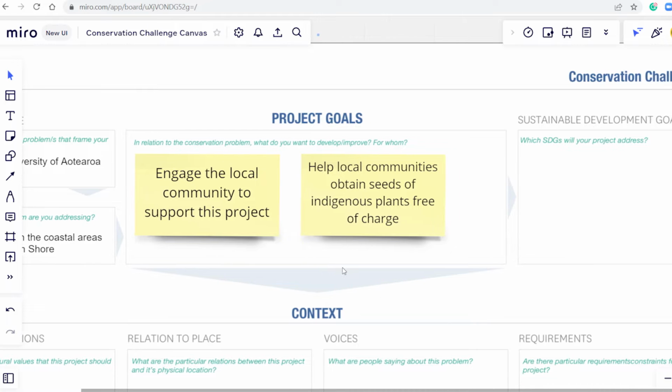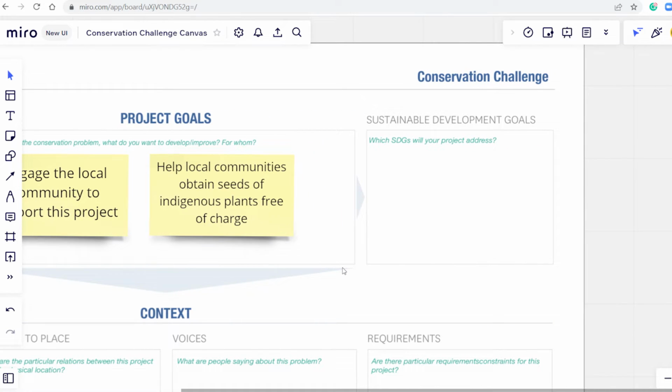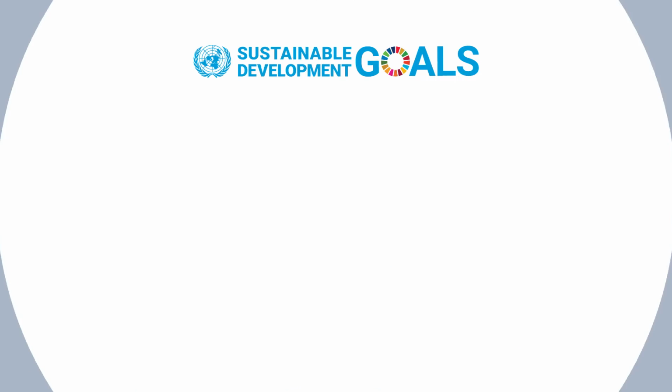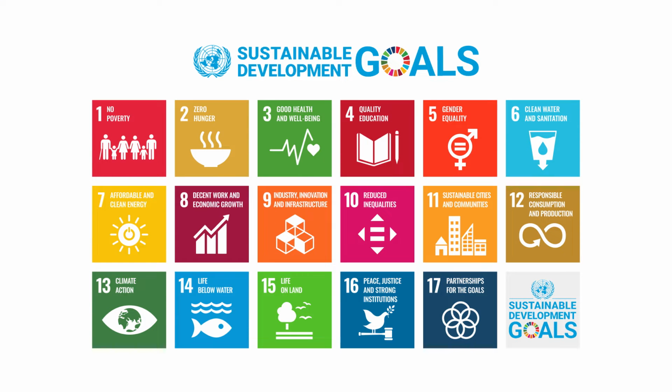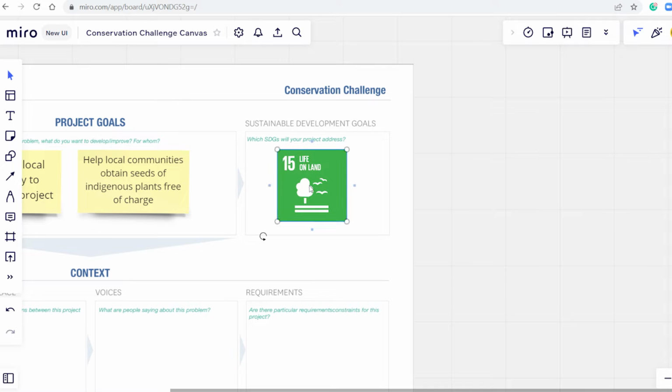Once you agree on your project goals, think about which sustainable development goals this project relates to. The SDGs are a collection of 17 interlinked global goals designed by the United Nations. Aligning with the SDGs will help the team categorize the project and align with a global community. In this case, the most evident SDG would be life on land.